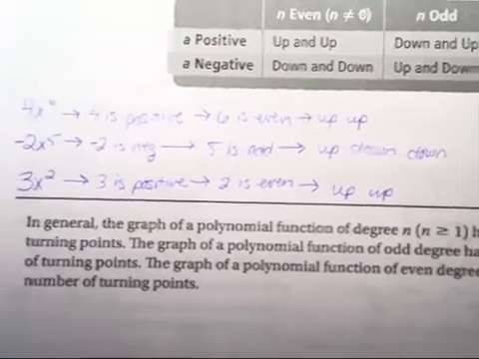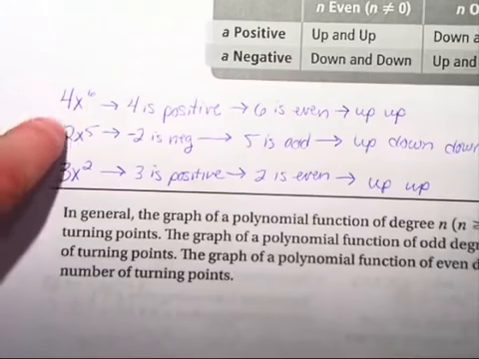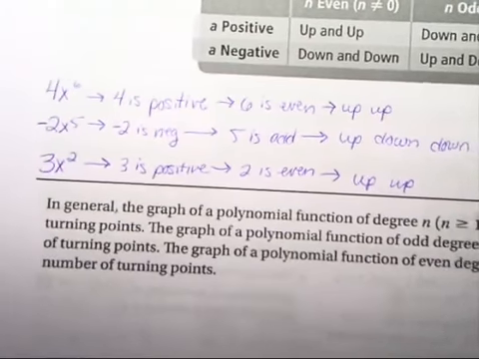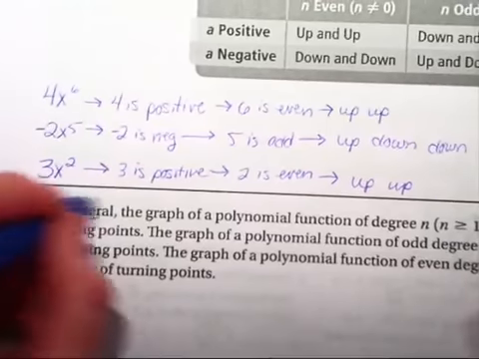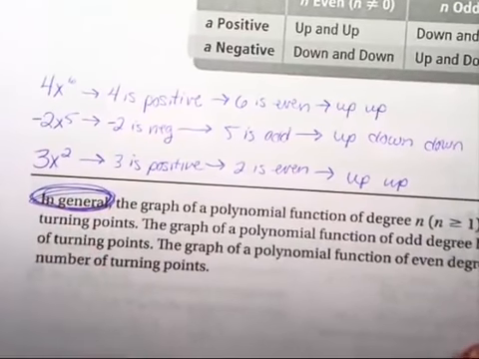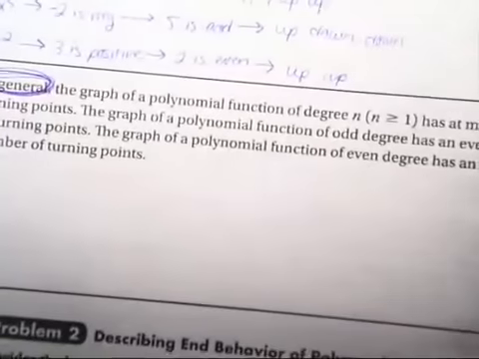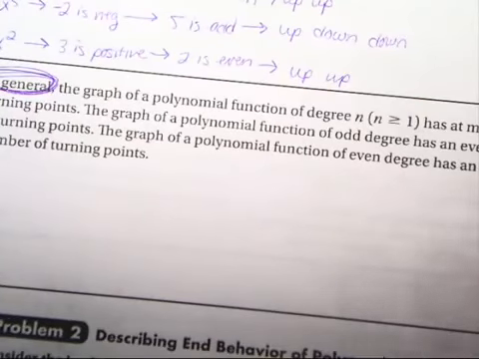Now a lot of students try to look at the coefficient and say whether it's even or odd. The coefficient doesn't matter if it's even or odd. The coefficient only matters if it's positive or negative. In general, and that right there is a super important phrase, in general, the graph of a polynomial is going to take n-1 turns.